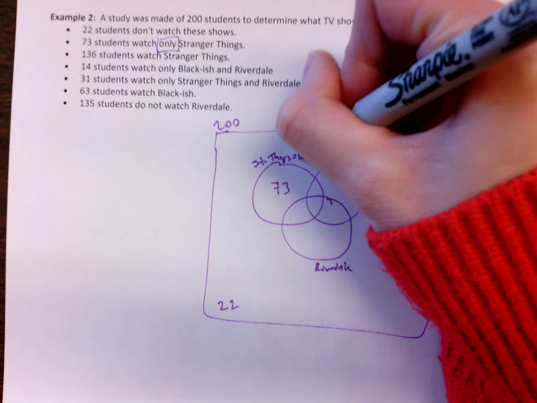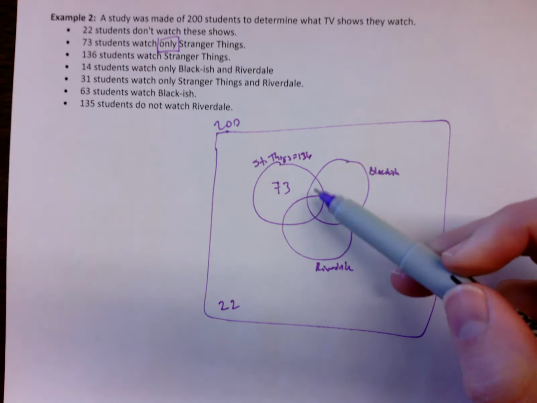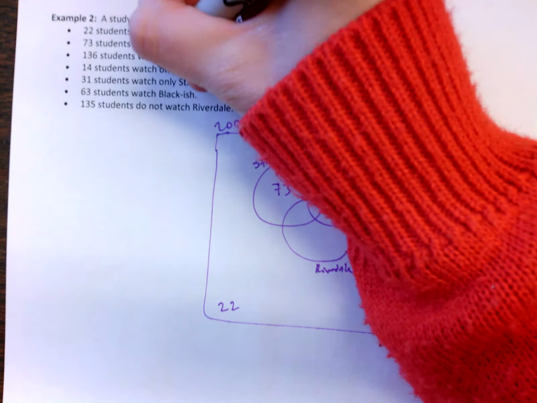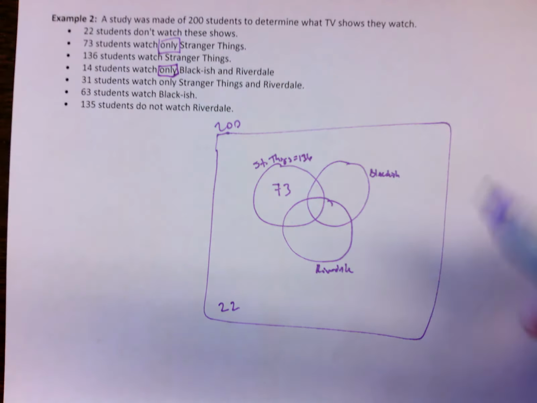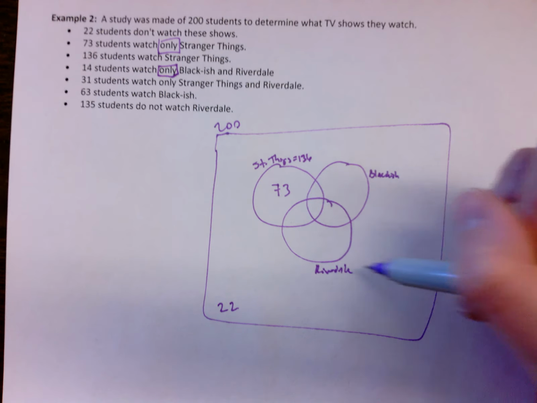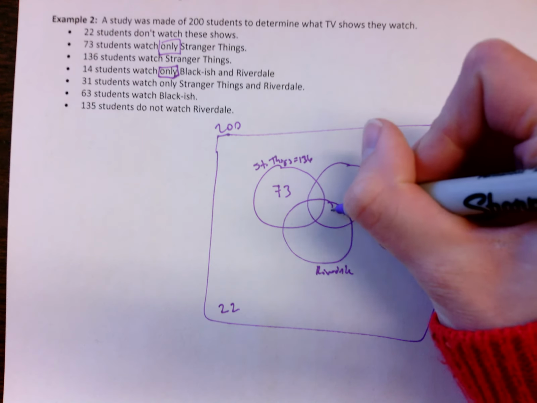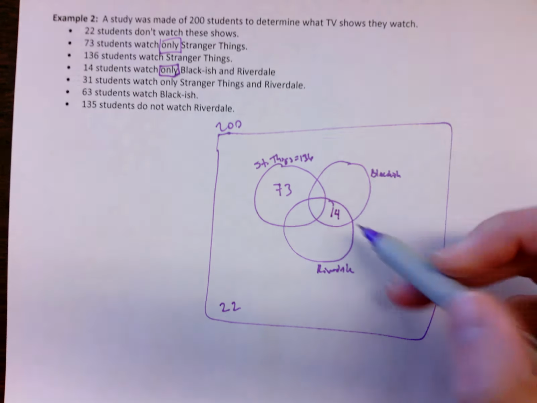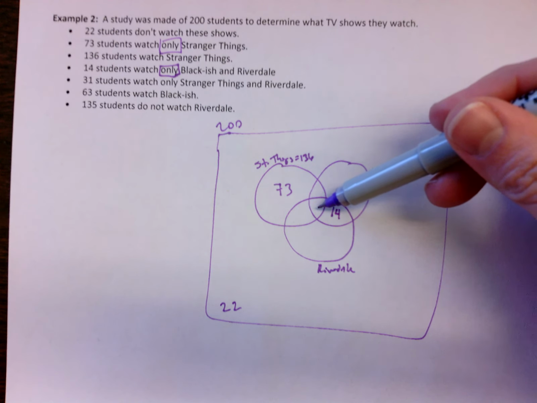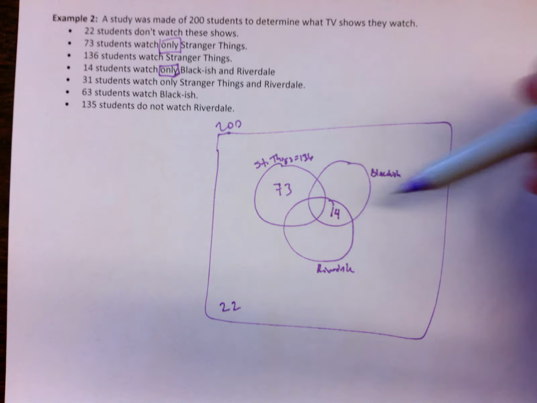136 students watch Stranger Things. I'm just going to write that out here because I don't know how that falls out between those three groups. All right, 14 students watch only, there's that keyword again, they only watch Blackish and Riverdale. So here's Blackish and Riverdale. 14 people, only those two sections. So has to go here, because if they were in this section, they would also be watching Stranger Things and not only Blackish and Riverdale.